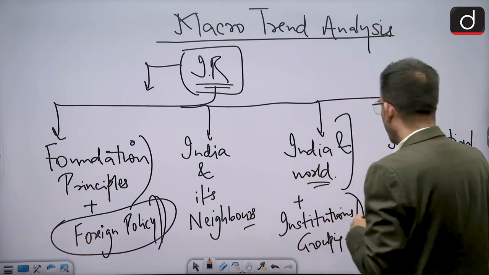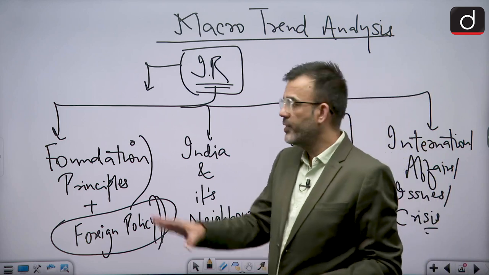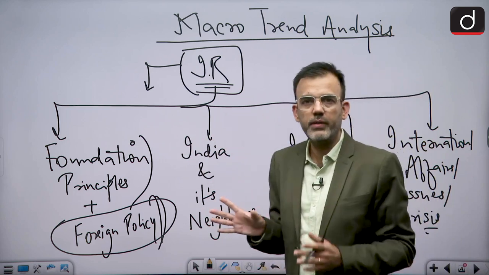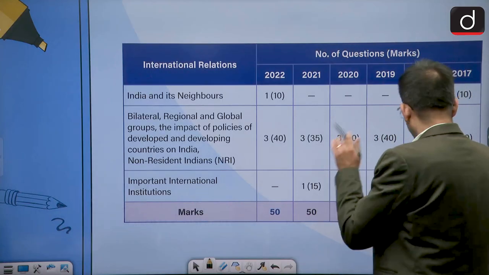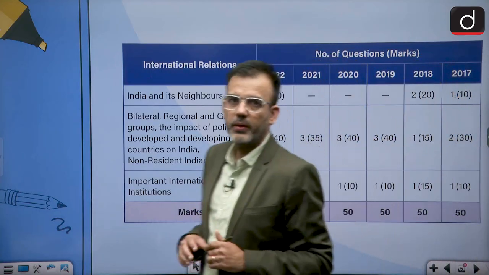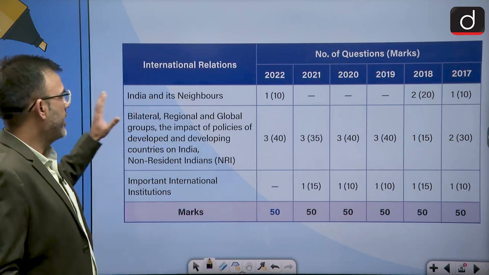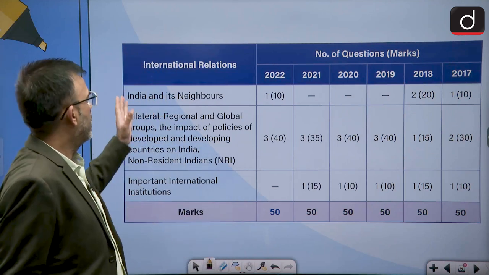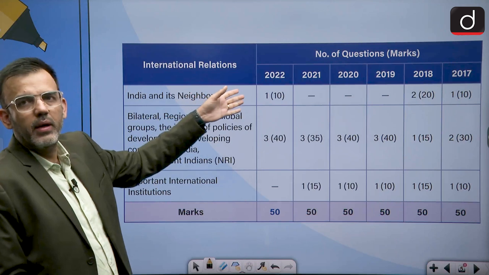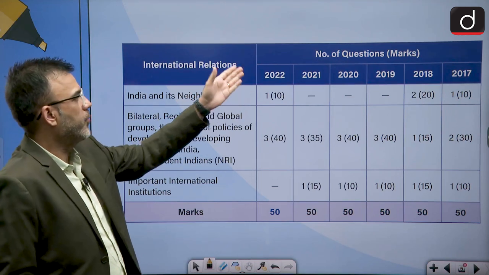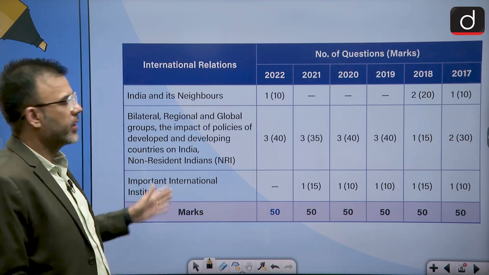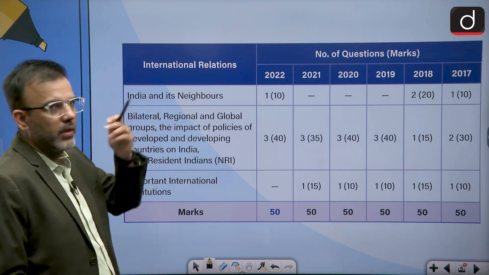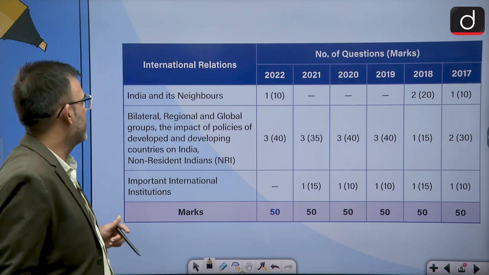So, all those things we can only analyze once we have a brief understanding of this syllabus. Now, this is again, you can say, a tabular form of analyzing that in different years, like from 2017 to 2020 onwards, what is the focus of UPSC?